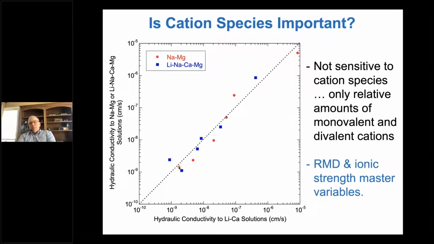One of the questions I often get, we're making these calculations where we lump all the different cations together and we group them to some extent by charge. Is the species important? Does it matter whether I've got sodium versus lithium or magnesium versus calcium, or lithium, sodium, calcium, and magnesium mixed together? Real leachates are mixtures. And it turns out it's not important.